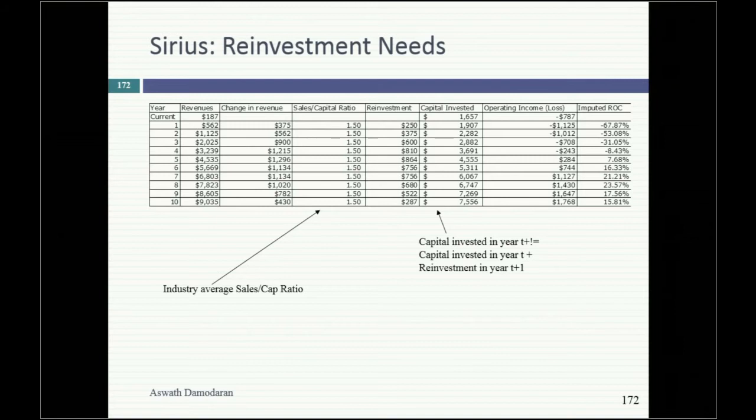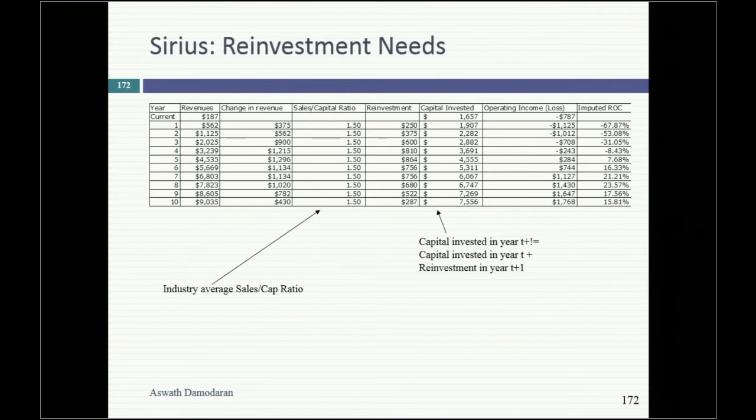I took the change in revenue every year based on my revenue growth. In this sector, if you look at the sector, it's a pretty infrastructure heavy sector. The sales to invested capital ratio is $1.50, which means for every $1.50 in additional revenues, it would look like businesses are reinvesting about $1. See what I'm going to do with that? In year one, to get the additional revenue of $375 million, you divide by 1.50, there's my reinvestment in year one.